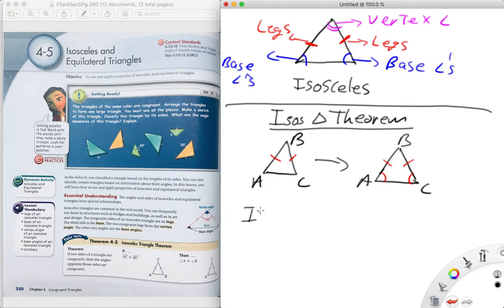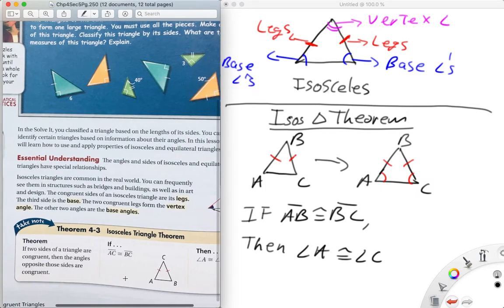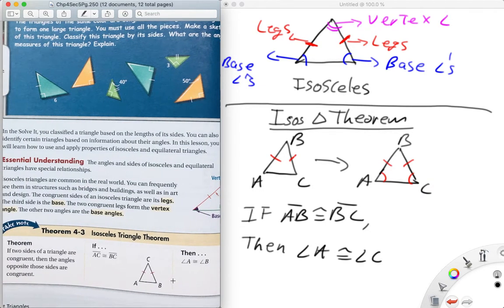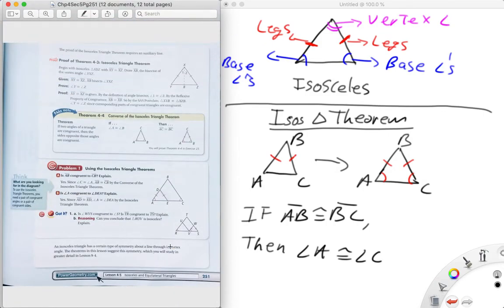So if AB is congruent to BC, then I can say that angle A is congruent to angle C. Isosceles triangle theorem: if two sides of a triangle are congruent, then the angles opposite those two sides are congruent. And with an isosceles triangle theorem, there must come a converse.